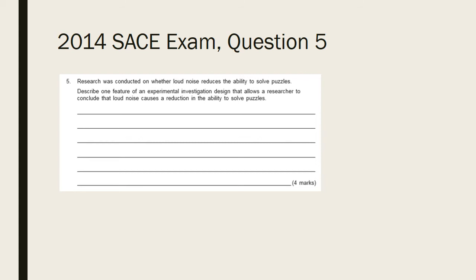In other words, whether the participants are exposed to a loud noise or not. You could alternatively discuss random allocation here. So you'd have your loud noise group, you'd have your group that isn't exposed to noise, and you could define what random allocation is and then explain how it could be used to assign your participants to those two groups.